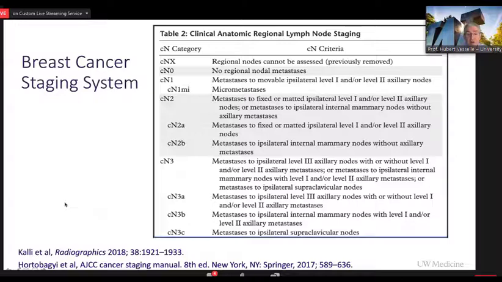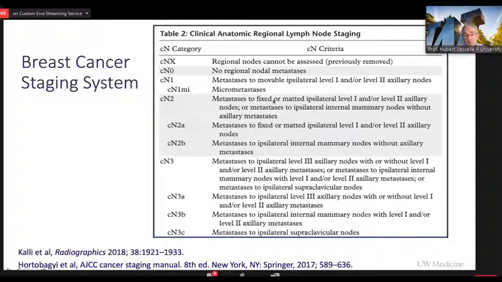The N descriptors to determine the burden of nodal metastatic disease or nodal involvement are the following. It is based on whether lymph nodes at level 1, level 2, or level 3 are populated with cancer cells, whether internal mammary nodes are involved, or supraclavicular nodes. And the lowest level of malignant involvement is a clinical N1 node, where you have involvement of level 1 and/or level 2 axillary nodes, but they're movable. It's in the nodes, but they're not fixed.